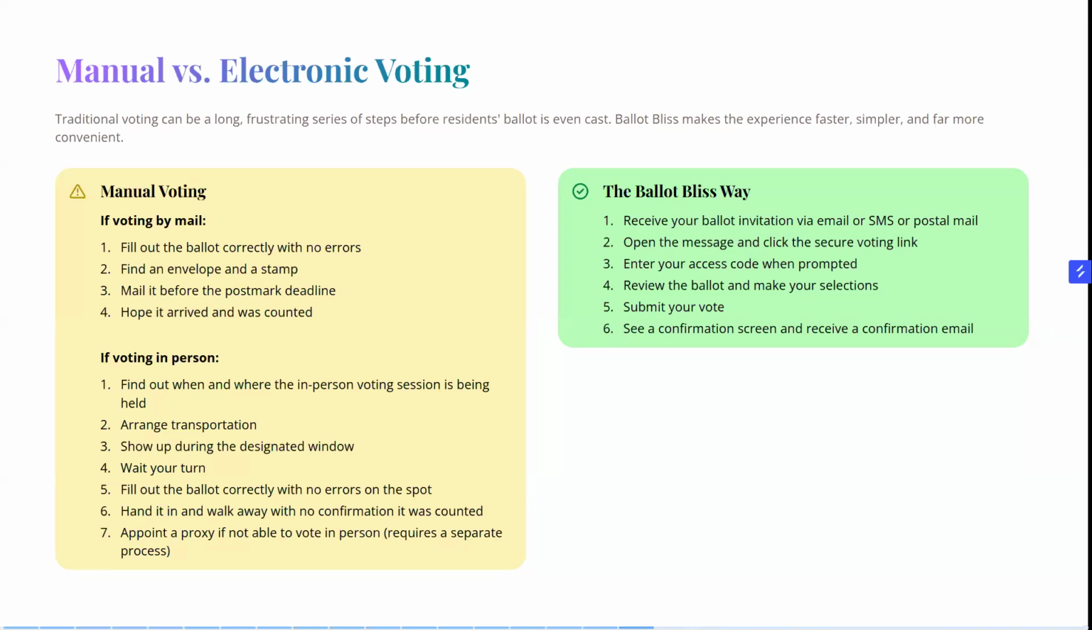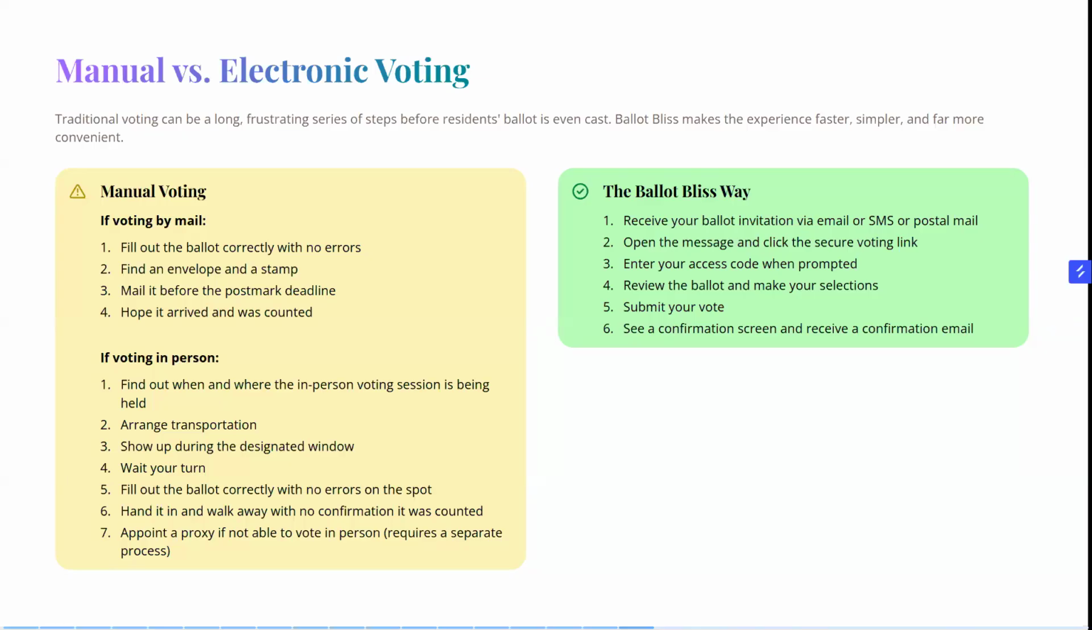To begin with, a resident has to remember that there's an election happening in the first place. Then, depending on how your community runs it, they're looking at one of two paths. If they're voting by mail, they have to fill out the ballot correctly with no errors, find an envelope and a stamp, and get it in the mail before the postmark deadline. And then they walk away with no confirmation of if it arrived and or was counted.